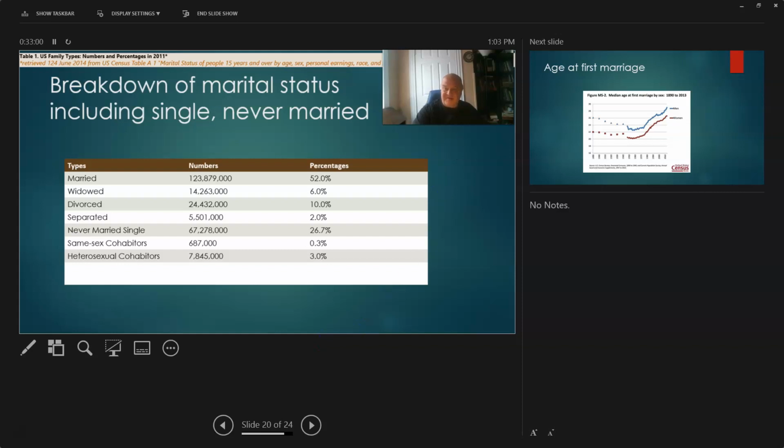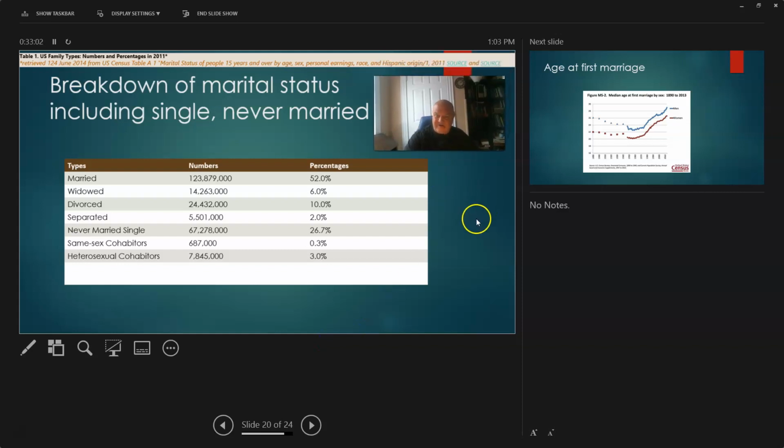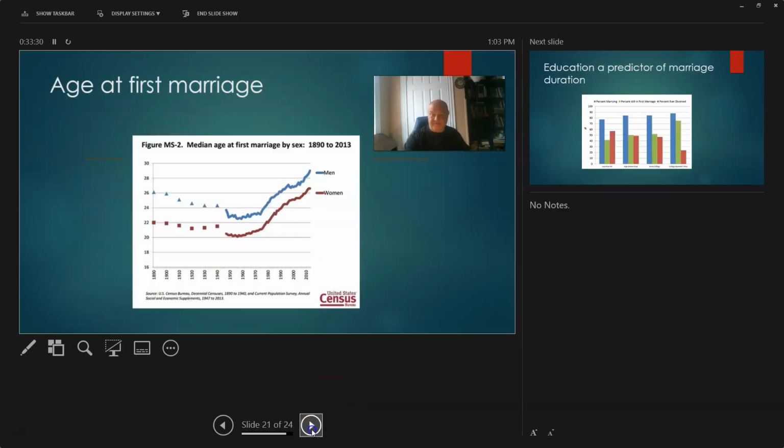So here's a breakdown of marital status, about nine-year-old data from the textbook, but there hasn't been a massive variation. About 52% of people are married, about 6% widowed, divorced, separated, never married, and single in that category. And then we have cohabitors, people that live together. The never married and single category, incidentally, is the one that is increasing.